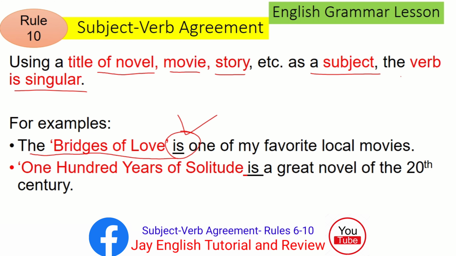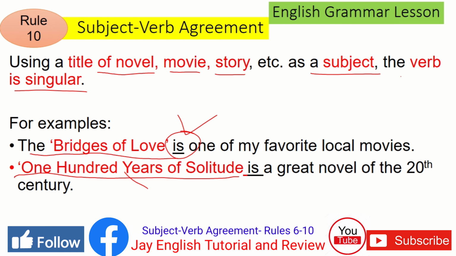Another example, 100 Years of Solitude is a great novel of the 20th century. So we have here another title as a subject, and that is 100 Years of Solitude. 100 years sounds plural again, but referring back to what the rule says, if you are using a title as a subject, like a title of a novel, then the verb is singular. So that's why we are using the verb is here, not are, though it sounds plural. And that is rule number 10.